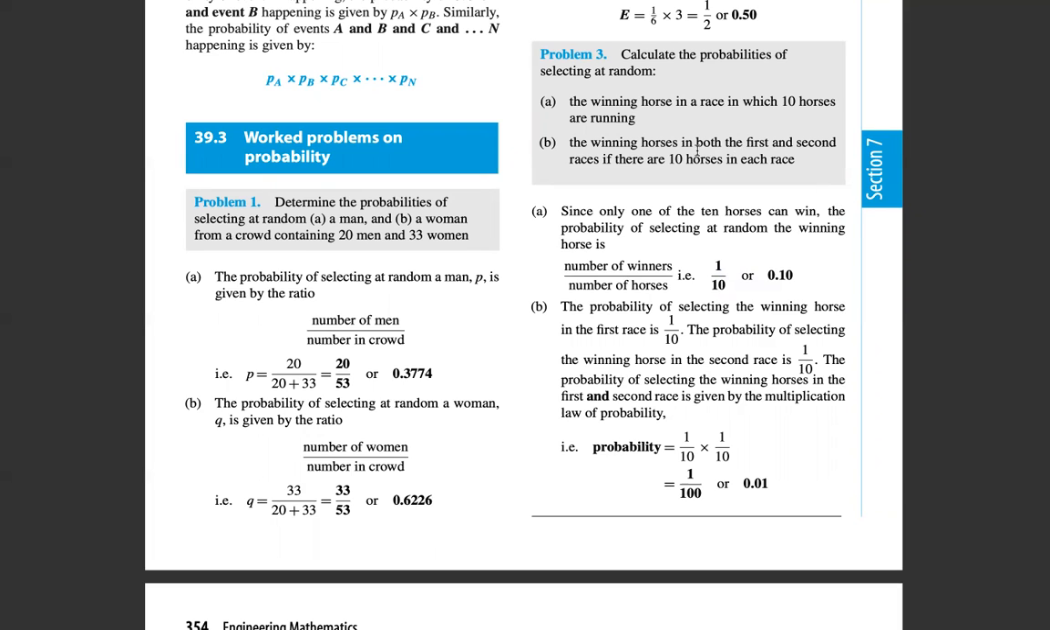Look at this one now. The running horses in both the first and the second races. You have 10 horses in each race. Now, the question I ask yourself: does the outcome of the first race affect the outcome of the second race?